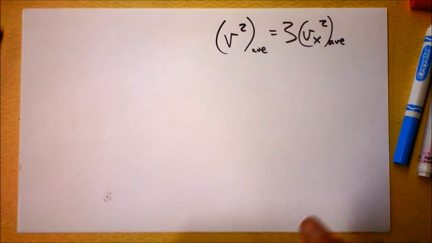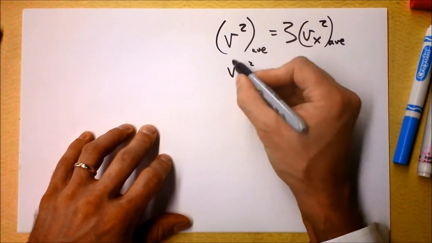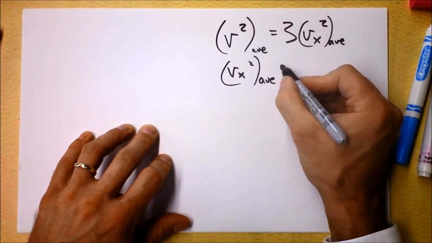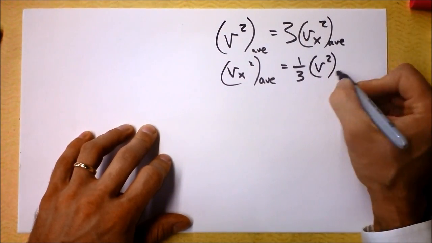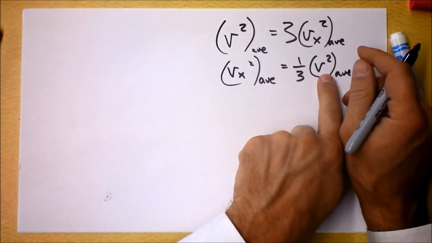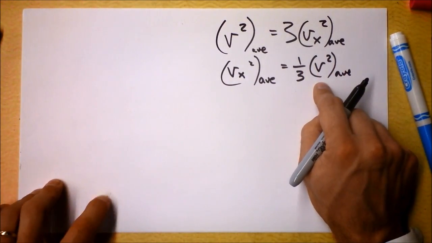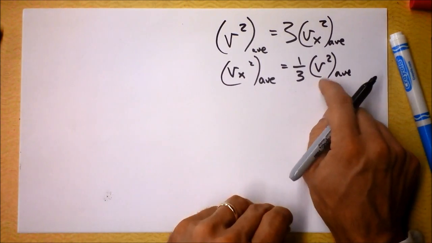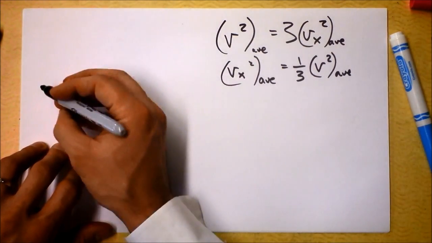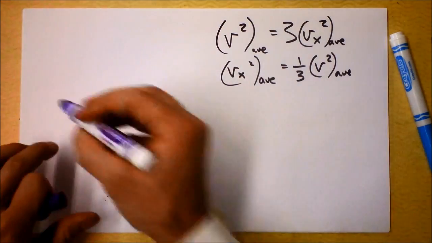All right, so that's what I'm going to say as I continue to move on here. There's another way we could look at this. We could also say that Vx square average is the same thing as 1/3 V square average. So this is velocity in the x direction, but this is just figuring out how fast the particle is going. All right? So I'm going to then say, oh boy, here's where it gets really good.